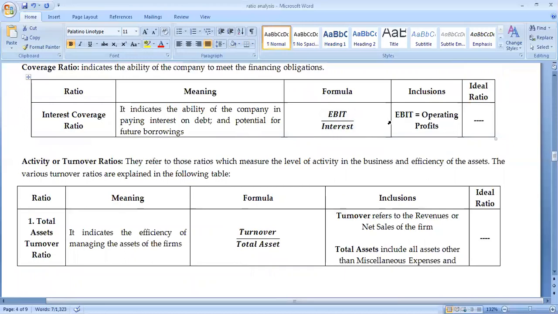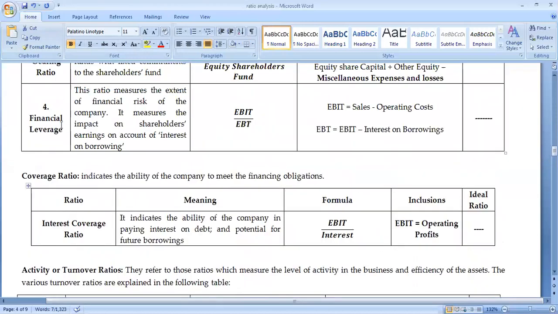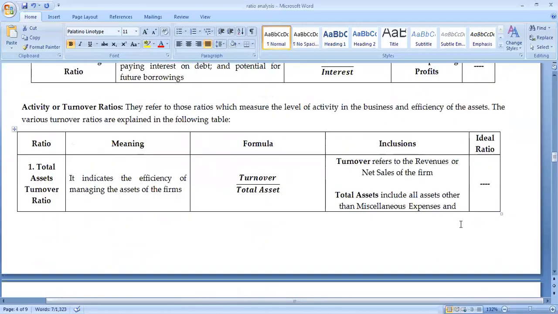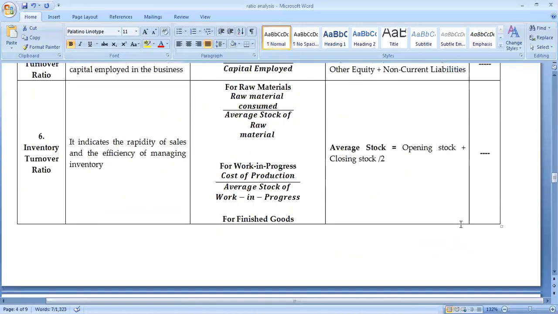Don't get confused between the interest coverage ratio and the financial leverage ratio. Clear? So EBIT is nothing but operating profit. There is no ideal ratio here.